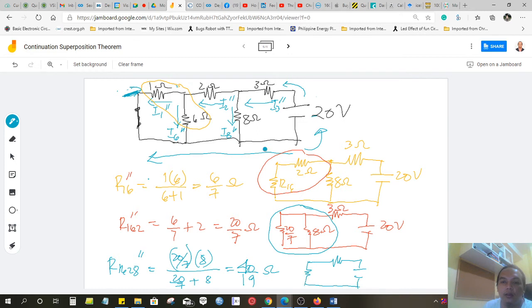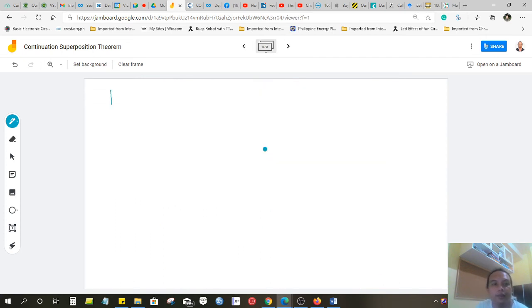So mao ni siya ang 3 ohm, then this is the 40 over 19 ohm, then you have 20 volt. So sa 20 volt nimo sa ngari nga side, makuha na po na nimo ang RT double prime. Okay, so we go to another page. So RT double prime is equal to 3 plus 40 over 19 plus 3, 97 over 19.